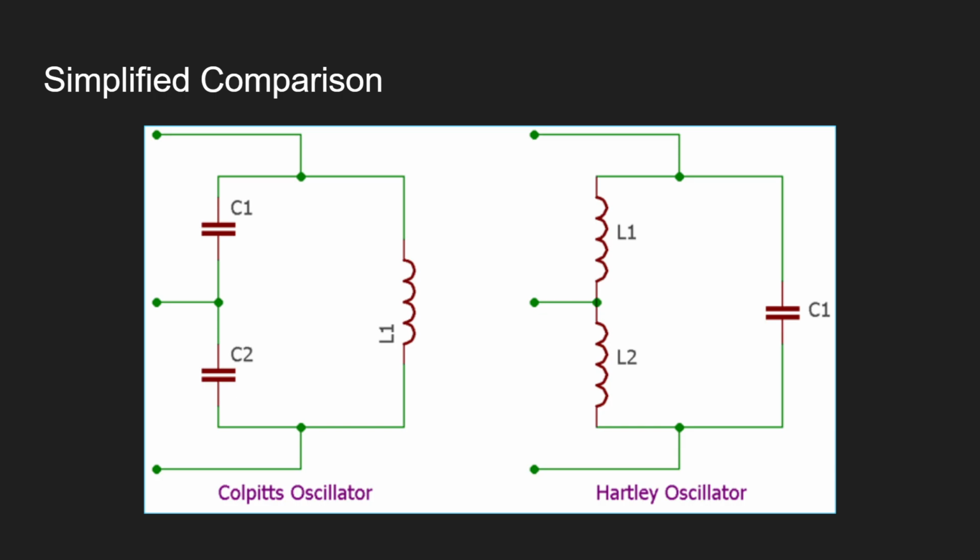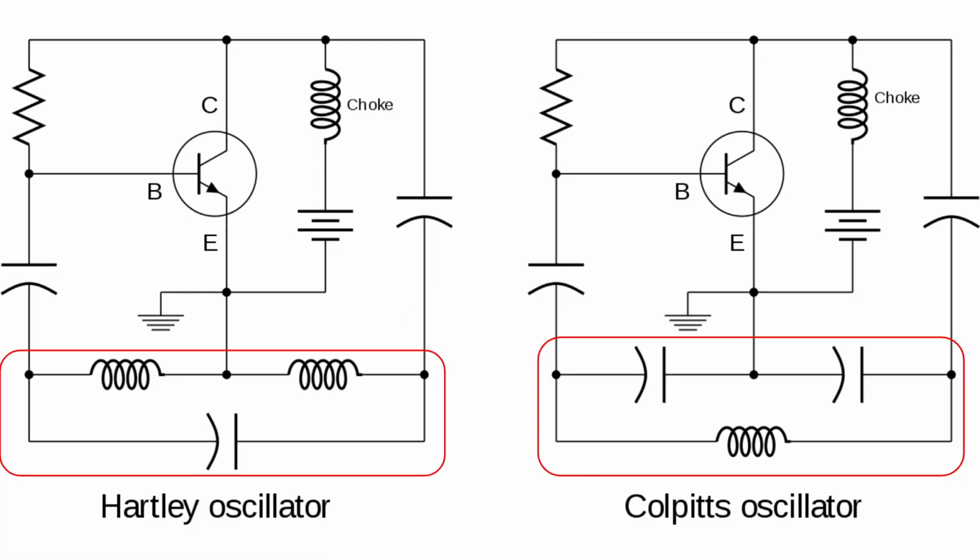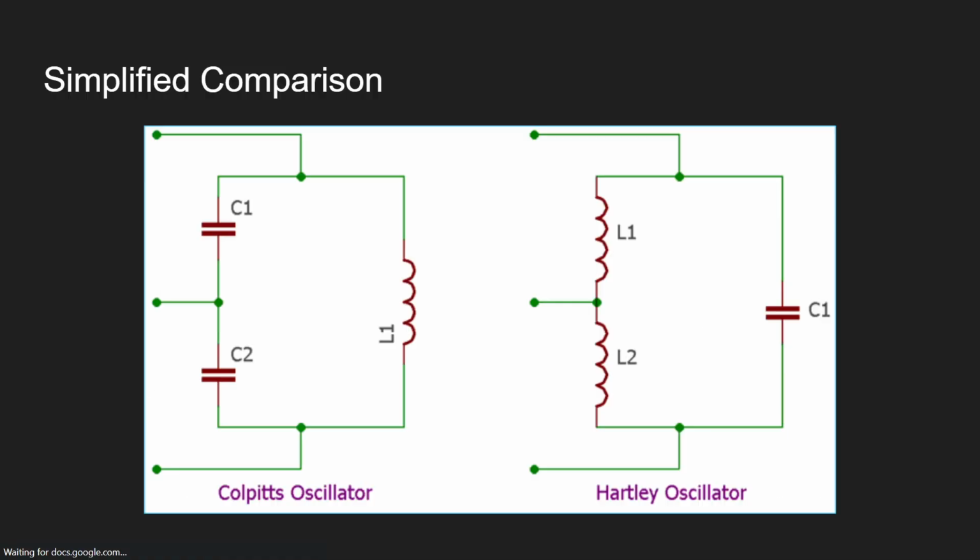Okay. A simplified circuit. So you see that I just circled the red part for you, right? So you see that the main working component is here. Two capacitors with an inductor for Colpitts, two inductors with a capacitor for Hartley.